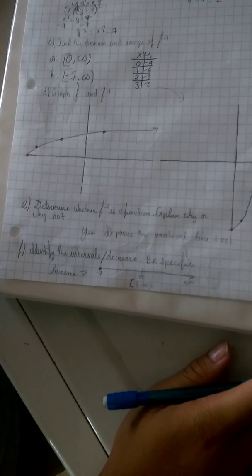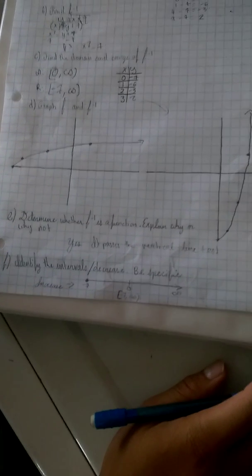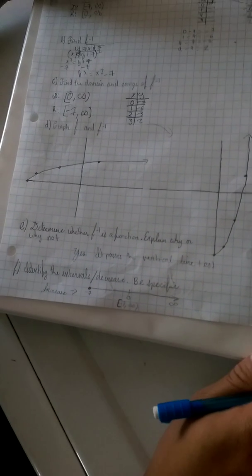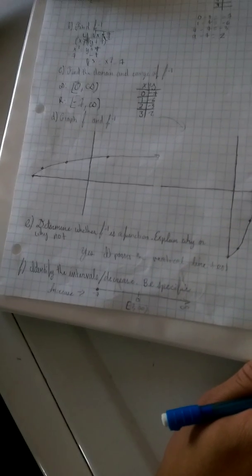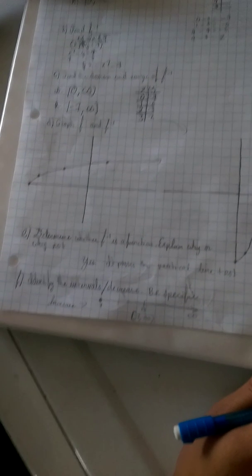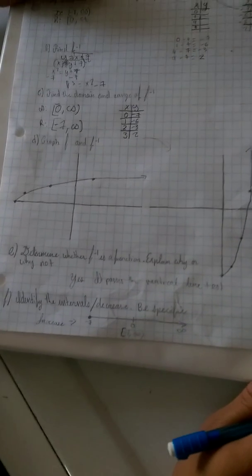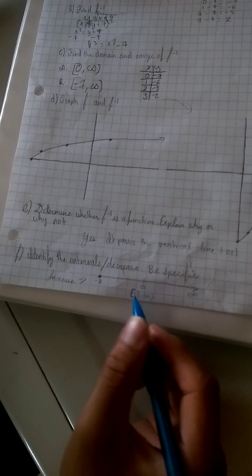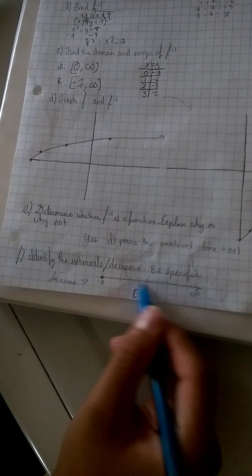It says determine whether inverse of f is a function. Explain why or why not. Well, yes, it passes the vertical line test. You can see right here. Now we're going to go to F. Identify the intervals of increase or decrease, be specific. So since they're both increasing, it is intervals of increase. Increase negative 7 to infinity, and there it is.